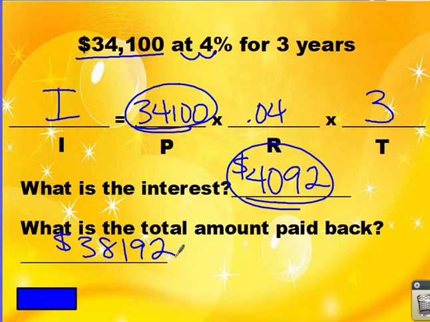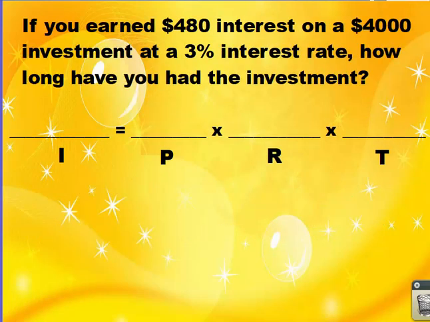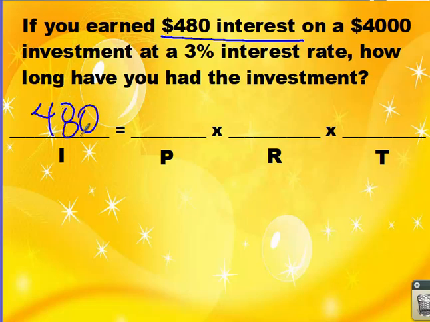Well, what if the interest was not the thing that was missing? What if one of the other blanks was missing? Well, let's try a problem like that. What if I gave you this one? This one says, if you earned $480 interest on a $4,000 investment at a 3% interest rate, how long have you had the investment? So this one's a little bit different. So when we look at what we know, it says you have earned $480 in interest. Well, that 480 goes in the interest spot.